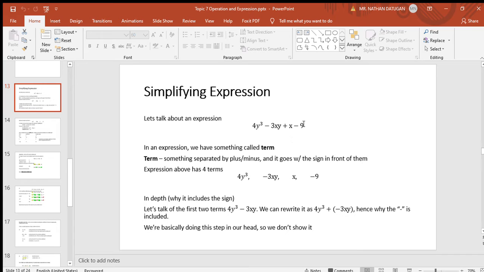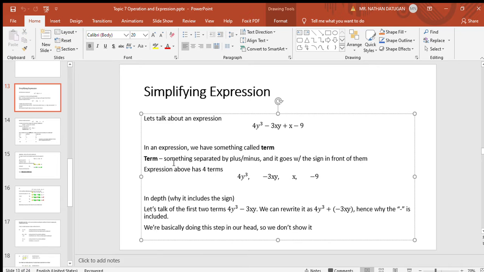So again, this is an expression. An expression has something we call terms. So terms are basically something separated by either a plus or a minus, and it goes with a sign in front of them. So in this expression, we have four terms right here: 4y cubed, minus 3xy, x, and negative 9. Minus 9 becomes negative 9. Minus 3xy becomes negative 3xy.